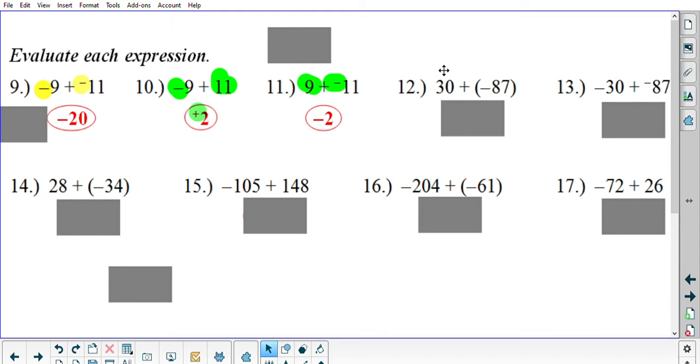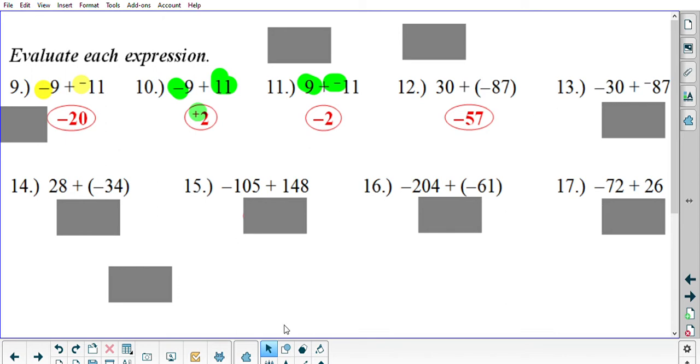Problem number 12, two numbers with different signs. I'm not going to keep highlighting this for you. I think you can see this. So since they're different signs, you will find the difference. Subtracting in your head, that would give you 57. Should the answer be positive or negative? Since the negative 87 has a bigger absolute value than the positive number, the negative wins, so to speak, and it's going to be negative 57.